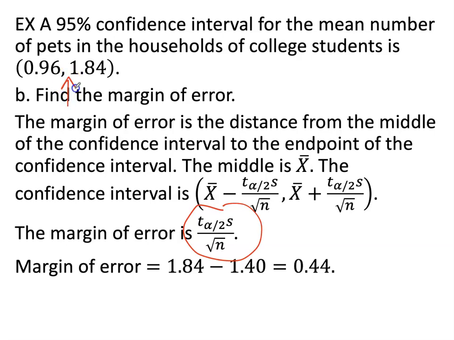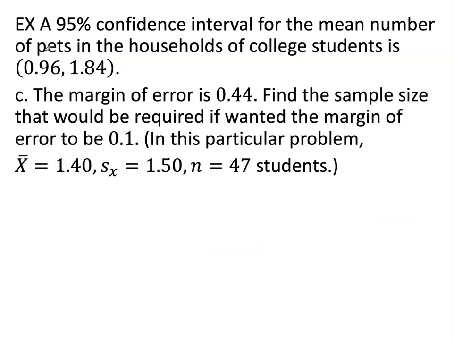That's right in the middle of this interval. And the endpoint, or at least one endpoint, is 1.84. So the margin of error is 1.84 minus 1.40, which is 0.44. That's also going to be the distance from 1.40 to this endpoint of the confidence interval. So the margin of error is 0.44.